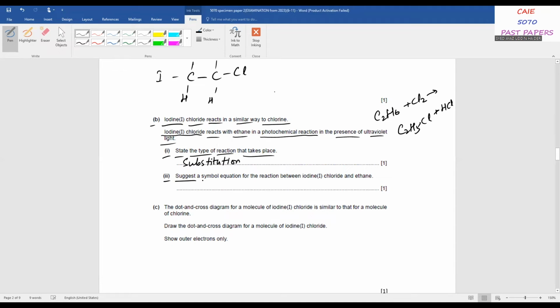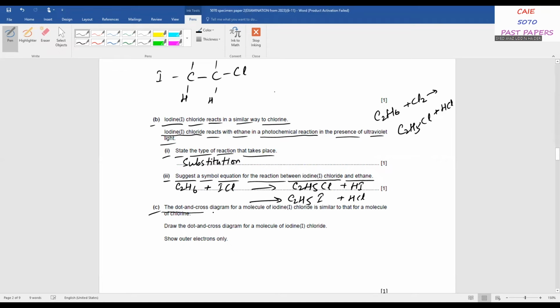Number 2, suggest a symbol equation for the reaction between iodine 1 chloride and ethane. Symbol equation. It's very easy. You can write C2H6 plus ICl. You can write any one of these. You can easily predict the product. Either C2H5Cl plus HI or C2H5I plus HCl. Both are correct.